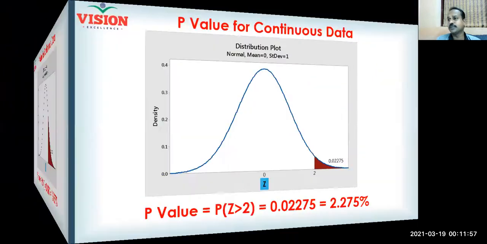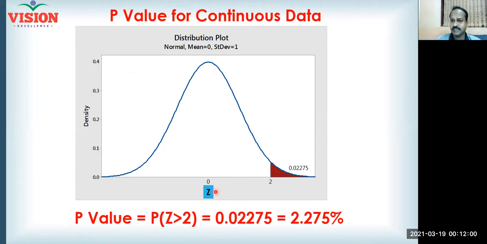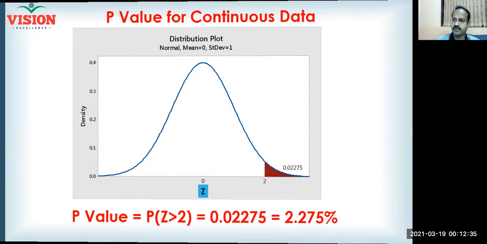Let us take one more example. Now the observed value of Z in your statistical study is 2. According to the definition, what is the p-value? It is the probability of Z being more than 2. The probability of Z being more than 2 is indicated in the red color area, and it is 0.02275. 0.02275 means the probability of significance is 2.275%. In this case, it is less than the level of significance, and so you can reject the null hypothesis in your study.